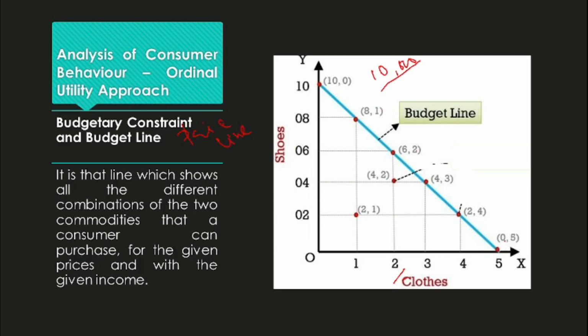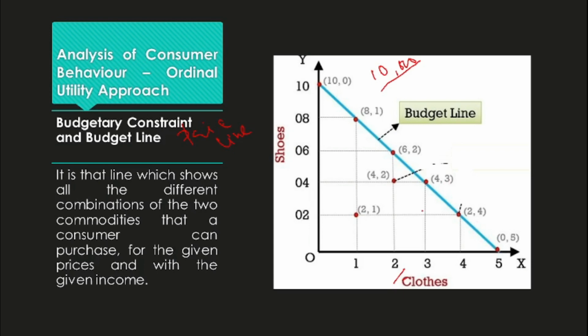At this extreme end, you can spend all your money on the clothing item. You can buy 5 units of clothes but 0 units of shoes. So basically, these are the various combinations that you can spend your money on, and if you put together all these dots, you get a line that is called the budget line. Whatever your money is, it is 10,000, so you can only spend 10,000. So you can only have these types of combinations of two commodities.